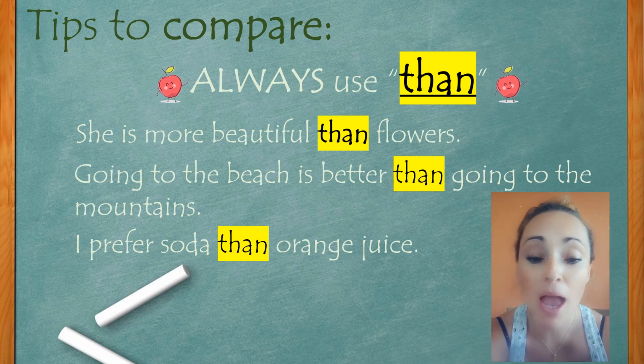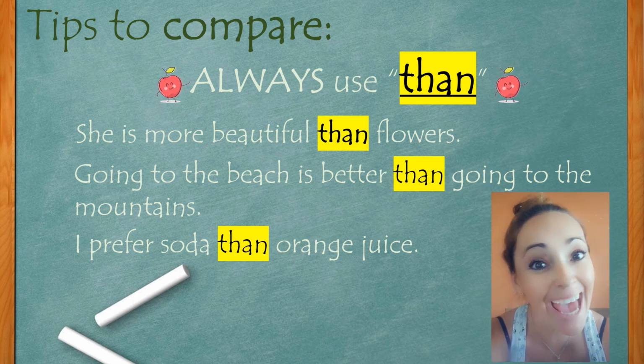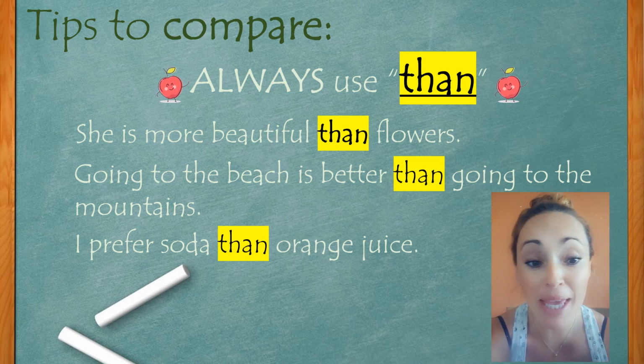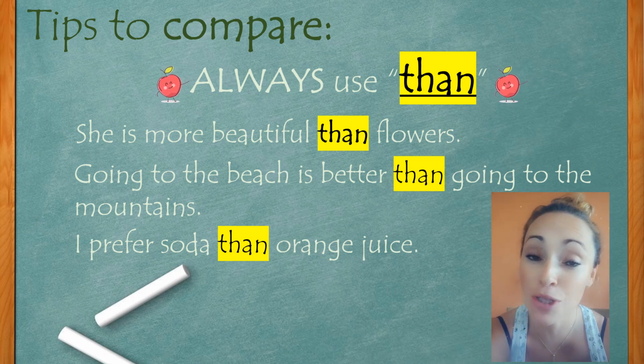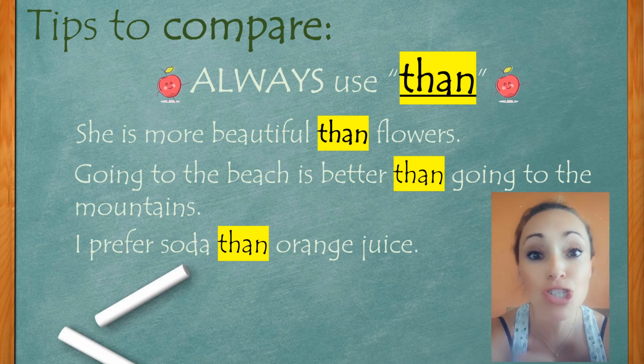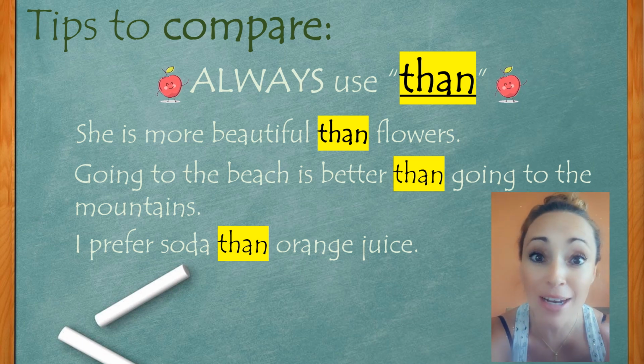Number one, she's more beautiful than flowers. Example number two, going to the beach is better than going to the mountains. And example number three, I prefer soda than oranges. See, you always use the word than to compare.